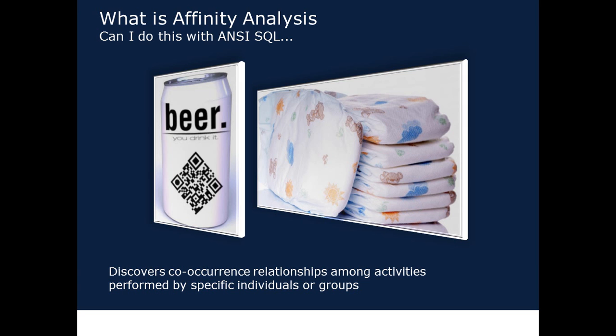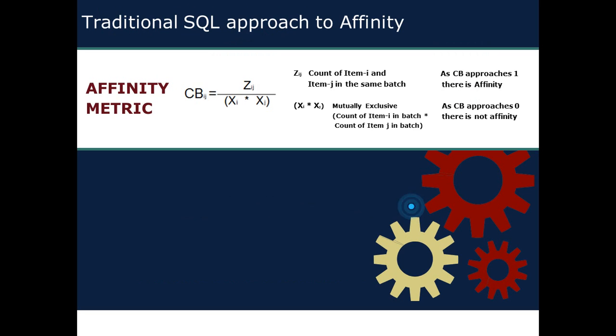So we've all heard about this beer and diapers affinity, and it's a joke that beer and diapers sell well together. And basically, affinity is that what things go together or have a co-occurrence relationship across people or groups or things. So what we're going to do is show an ANSI SQL way of doing this, as opposed to a way you could do this in Aster.